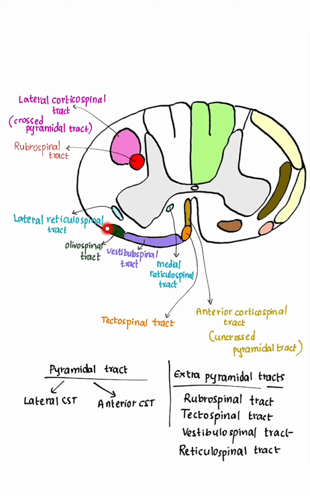Olivospinal tract is present in the lateral white column. This tract is considered non-existent by some authors. Hence it is not mentioned in some textbooks. Tectospinal, vestibulospinal, medial reticulospinal in the anterior column. Rubrospinal, lateral reticulospinal in the lateral column. Olivospinal tract in the lateral column.